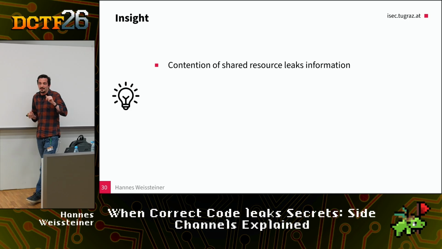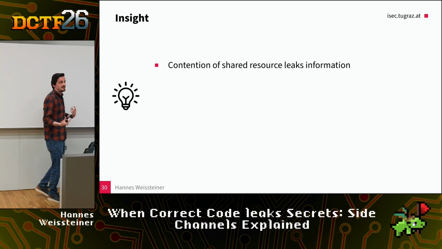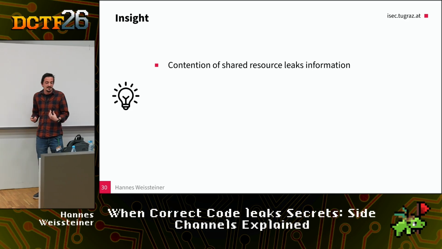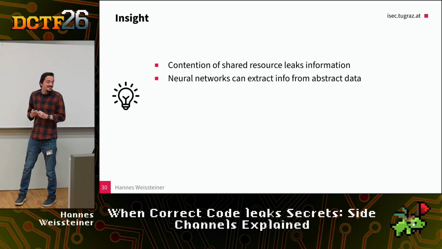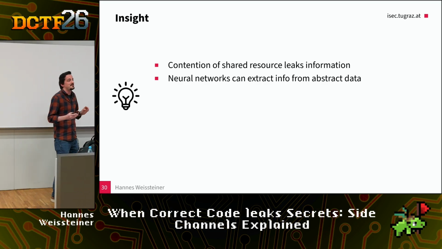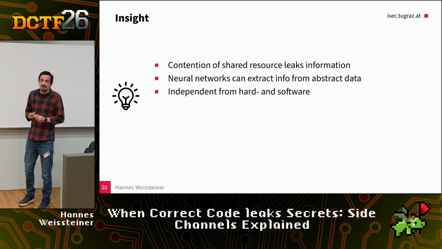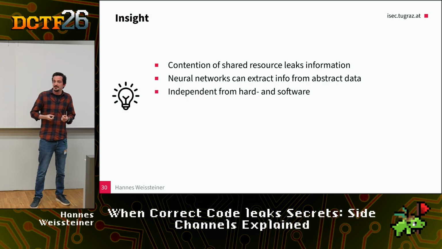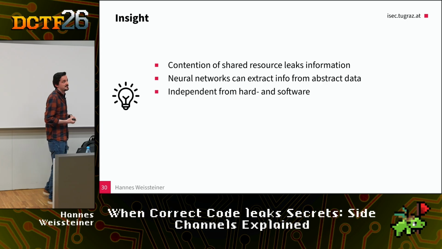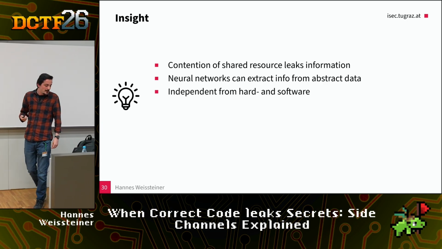So we can see here that also contention of a shared resource, like the internet connection, can leak a lot of information. And neural networks are really strong to extract data out of seemingly nothing. This side channel in particular is completely independent from hardware and software. This is just a fact of how internet connections work, how Ethernet works.